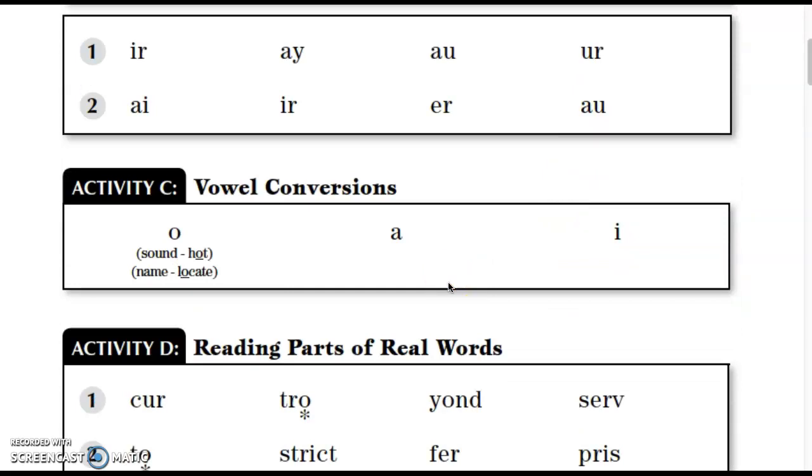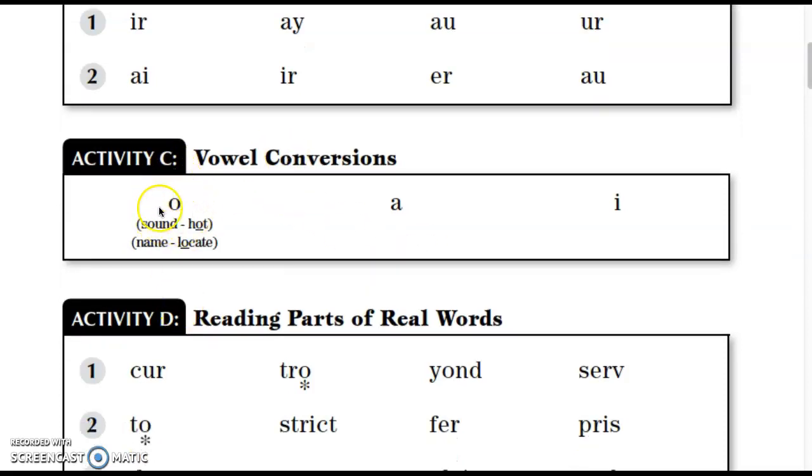When you are reading words and see these letters, first try the sound. If it doesn't make a real word, then try the name. Let's look at the first letter, O. The sound as in hot is ah. What sound? Ah. The name as in locate is O. What name? O.